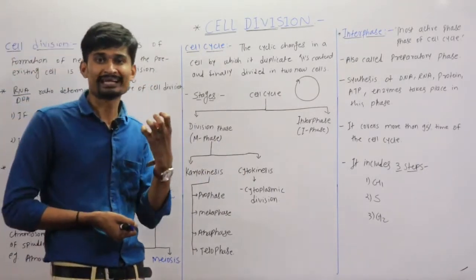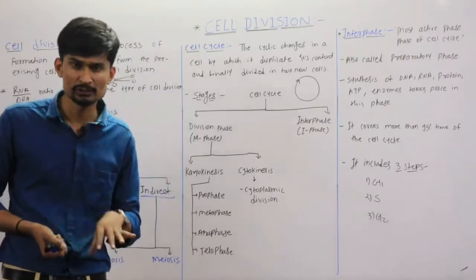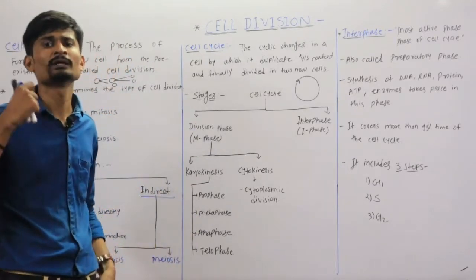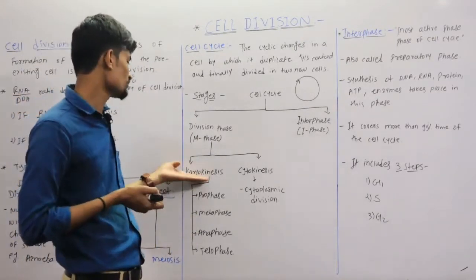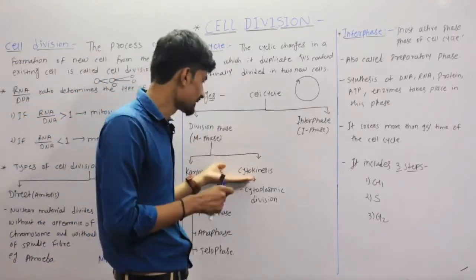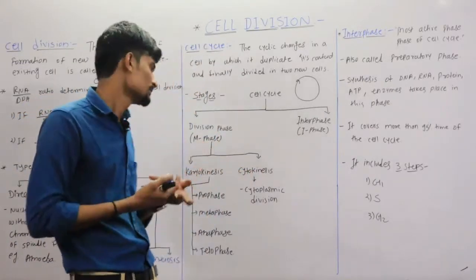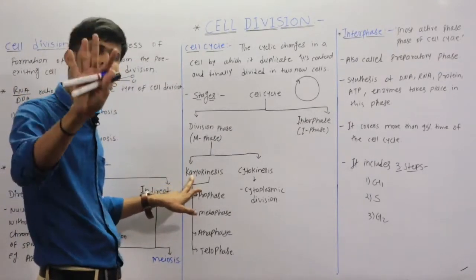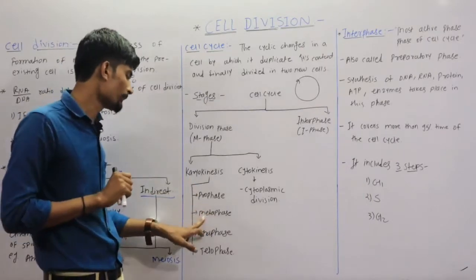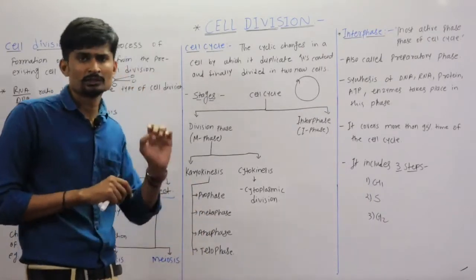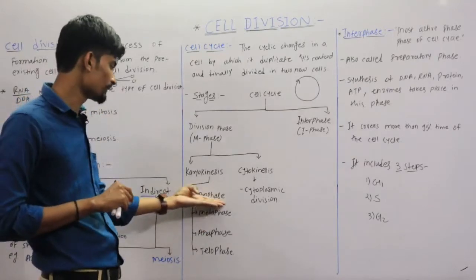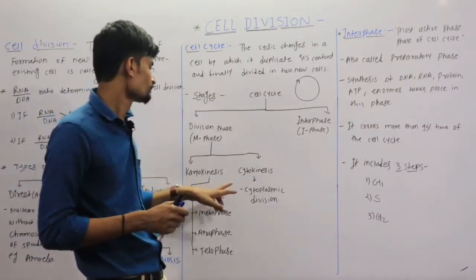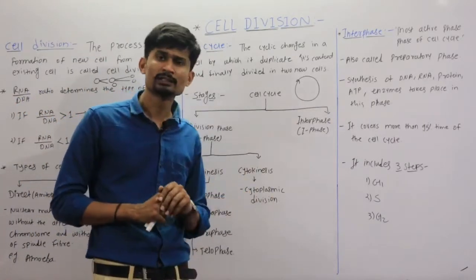Karyo means the nucleus. So karyokinesis is the formation and synthesis of the nucleus. That process is called karyokinesis, and cytokinesis means there is formation of cytoplasm. Karyokinesis includes four stages, prophase, metaphase, anaphase and telophase. We will study these in detail from the M phase. And cytokinesis means there is a cytoplasmic division.